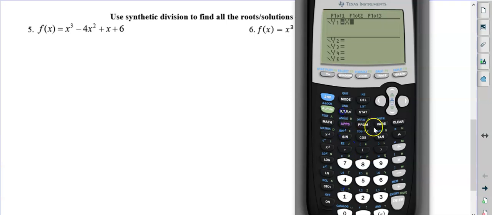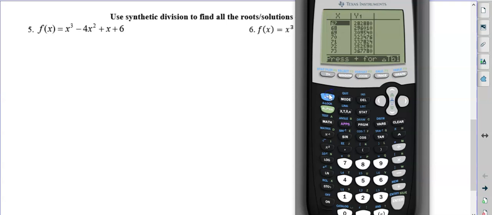So, x to the third power. Remember, you have to come back down. Otherwise, you'll keep typing all up here. Minus, use the big subtraction sign, 4x squared. Plus x plus 6. Now, it looks like it's going through whole numbers, but we're not sure, so we go to the table.